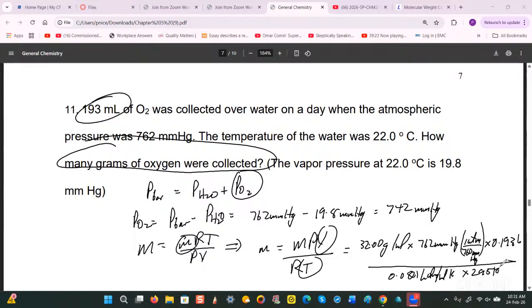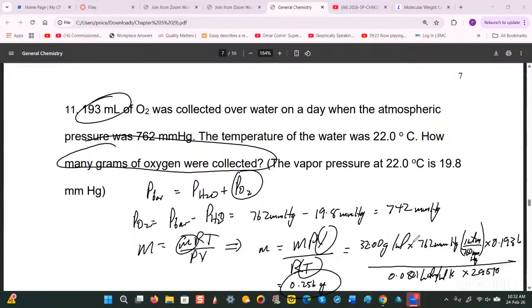32 times 762 divided by 760 times 0.193 divided by 0.0821 divided by 295. Oh, that's it. Okay. So according to my calculation, now how many sig figs do I need? Okay, 3 sig figs. So the answer I got is 0.256 grams as the final answer.